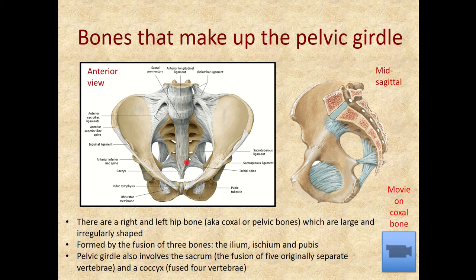In addition, there is a small coxal bone, which is 4 fused vertebra, that is going to be at the inferior margin of the vertebral column. And so these bones articulate with each other at joints, and they also have fused with each other in development to make one coxal bone.